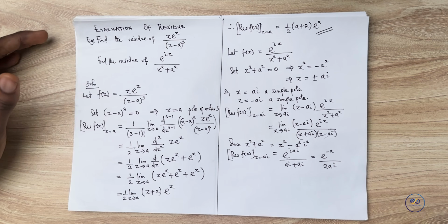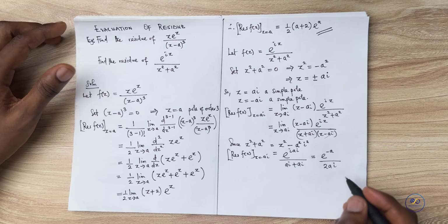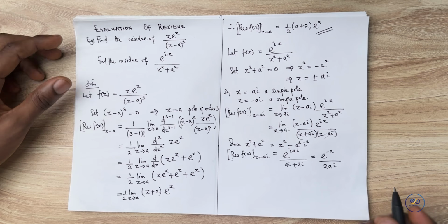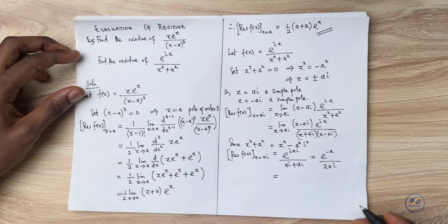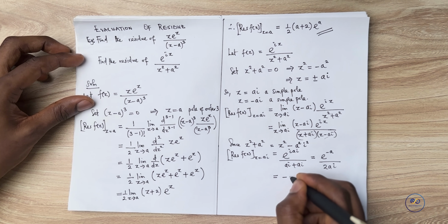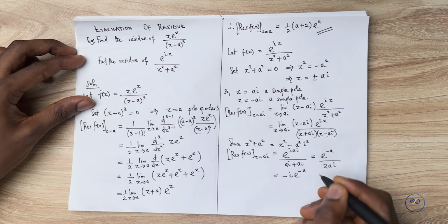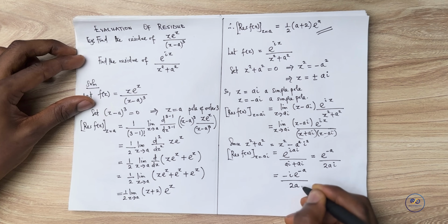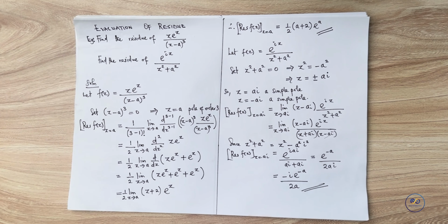Now, if you are not comfortable leaving the denominator with the complex variable i, then we can rationalize, and rationalizing would give us minus i e raised to the power minus a divided by 2a. This will be the residue at z equal to ai. That is the first one, at z equal to ai.